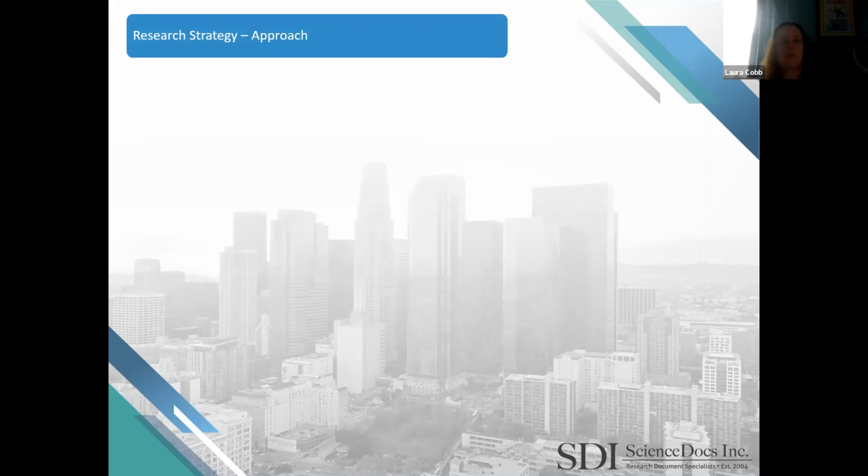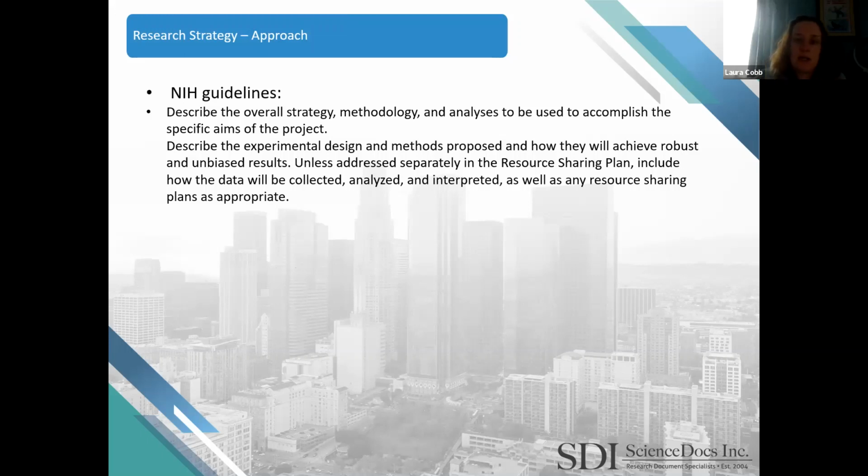So the final section of the research strategy is the approach. And again, this is what the NIH guidelines state for this section. They want you to describe the overall strategy, methodology, and analyses to be used to accomplish the specific aims of the project. They want you to describe the experimental design and methods proposed and how they will achieve robust and unbiased results. Unless you address it separately in a resource sharing plan, include how the data will be analyzed, collected, and interpreted, as well as any resource sharing plans as appropriate.